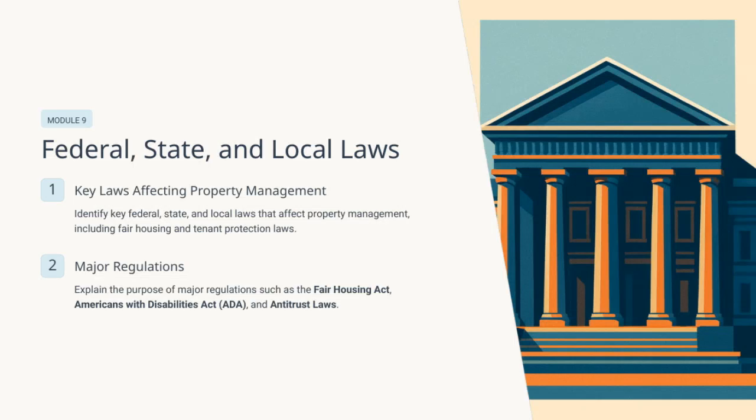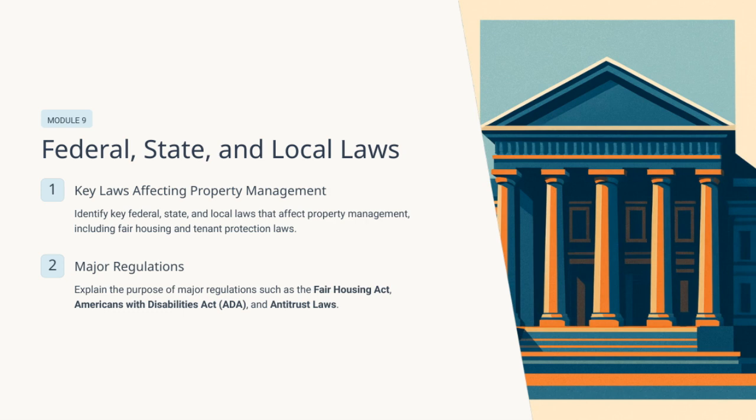Now, let's talk about some of the major regulations that shape property management. These laws, like the Fair Housing Act, the Americans with Disabilities Act, and antitrust laws, are designed to promote fairness, accessibility, and competition in the housing market. The Fair Housing Act, for example, prevents discrimination based on race, color, national origin, religion, sex, familial status, or disability. It's essential that we understand and abide by these rules to ensure equal opportunity for all tenants.